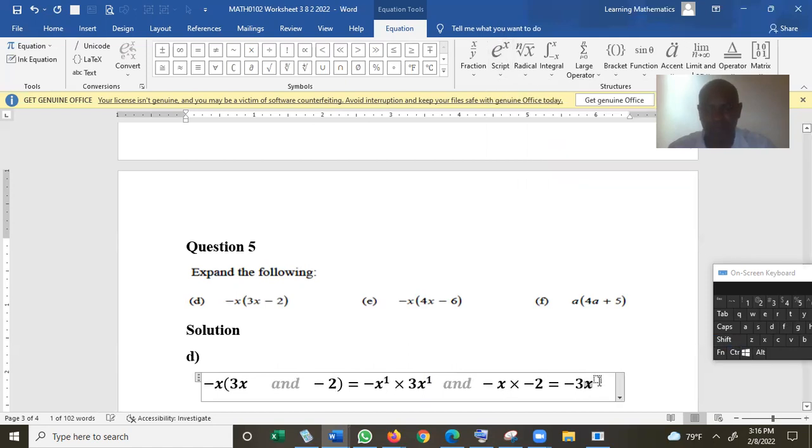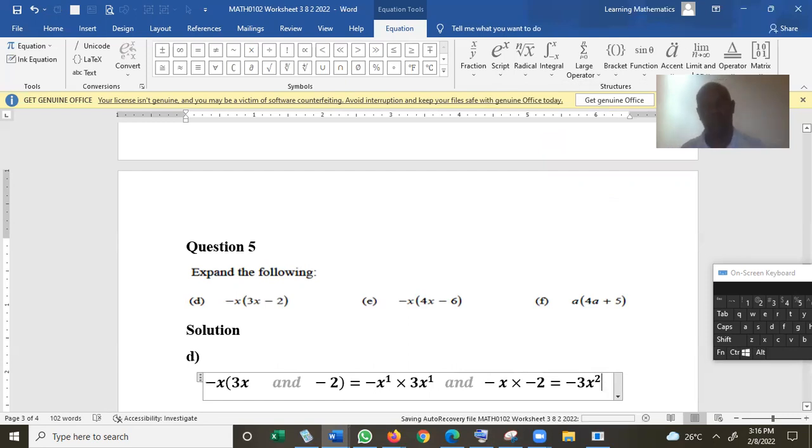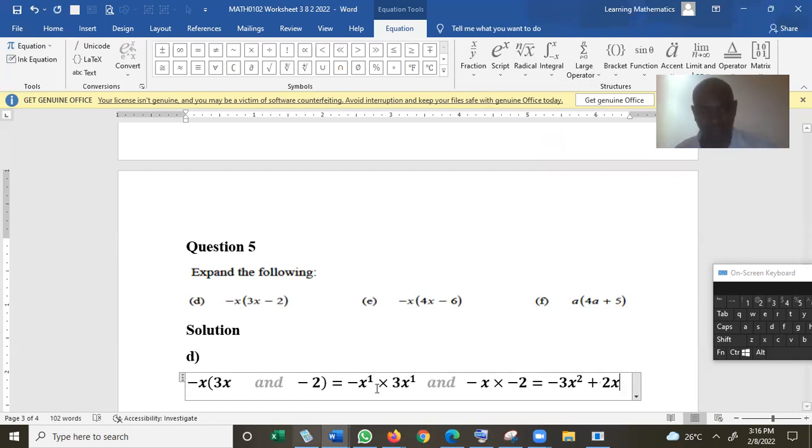Now I cannot write the answer yet. I have to multiply first. A negative times a negative is a positive 2x. Please multiply before you write the add or subtract. Please do the multiplication before you add or subtract.